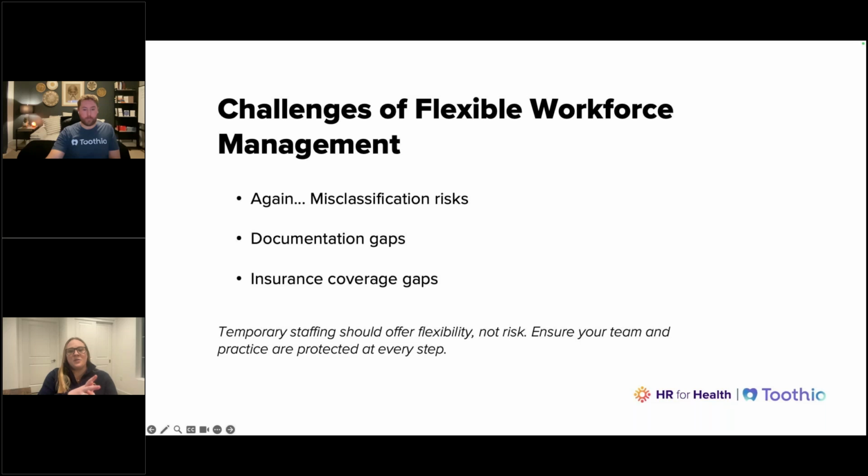Ian, I do want to pass it back over to you to talk about some of these other gaps that can happen with the flexible workforce piece of this.